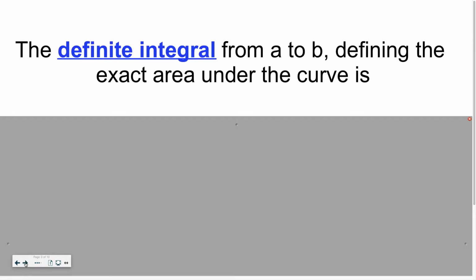The definite integral from a to b. So we talked about indefinite integrals, like just a symbol. So now we're going to put numbers there. The definite integral from a to b is telling us this is the area under the curve.